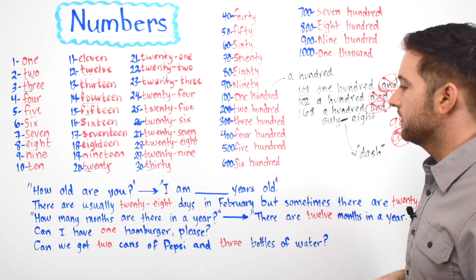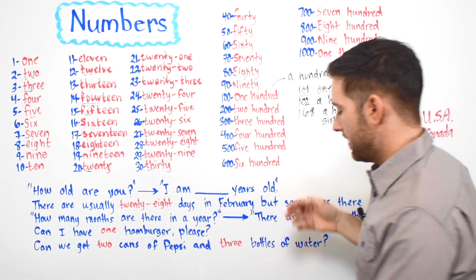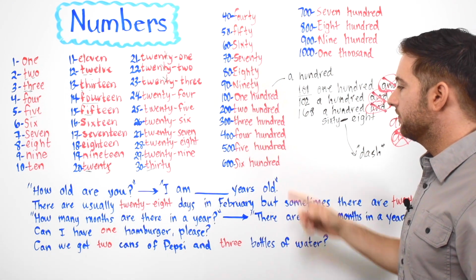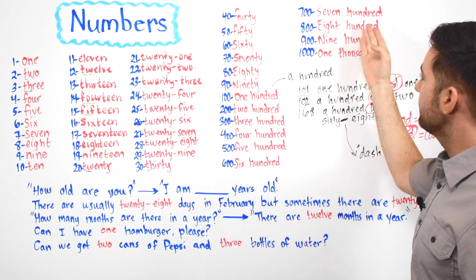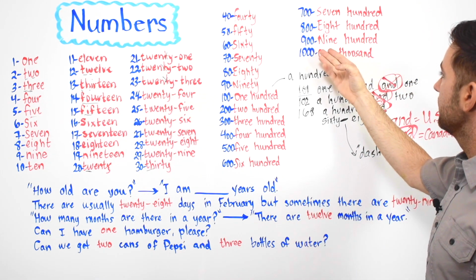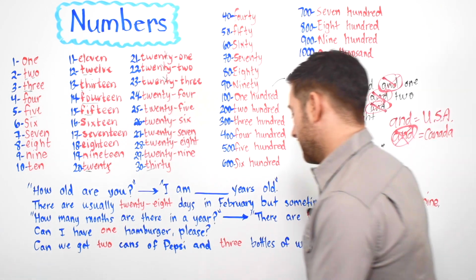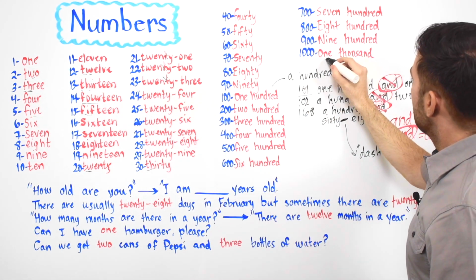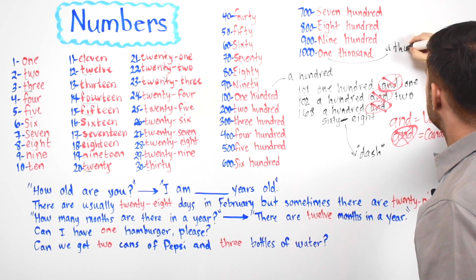Okay, so now let's go ahead and count. After 100, we have 200, 300, 400, 500, 600, 700, 800, 900, and 1,000. Okay, now also, like 100, instead of saying one thousand, you could say a thousand.